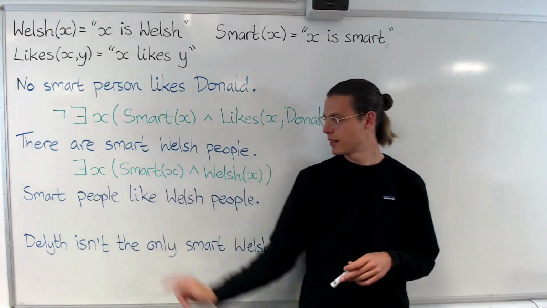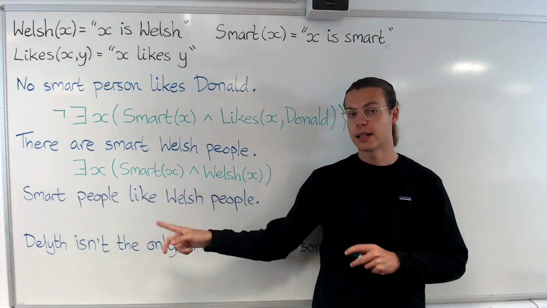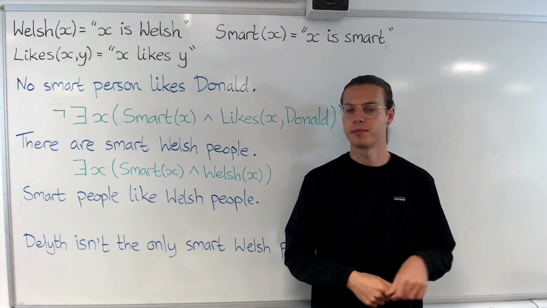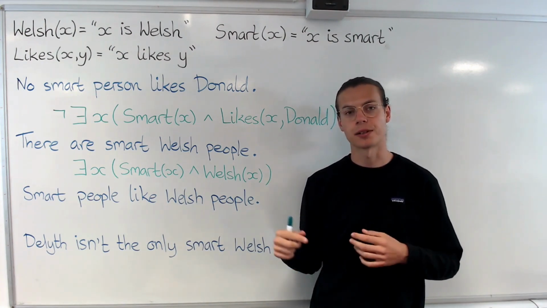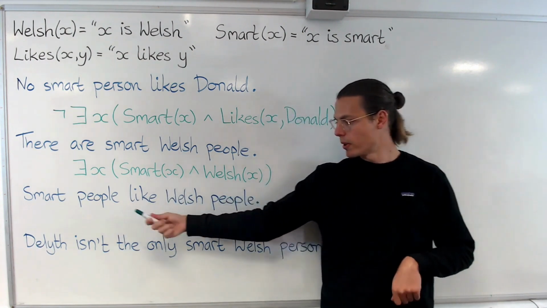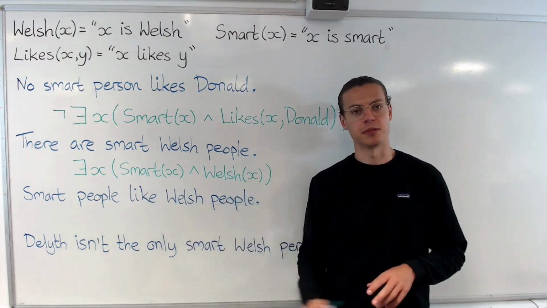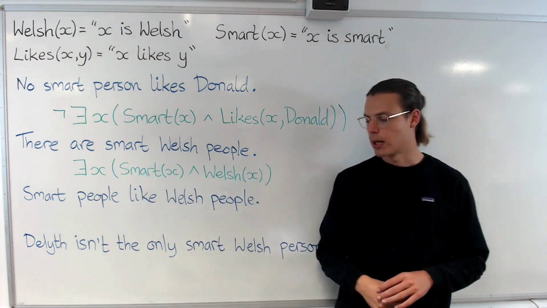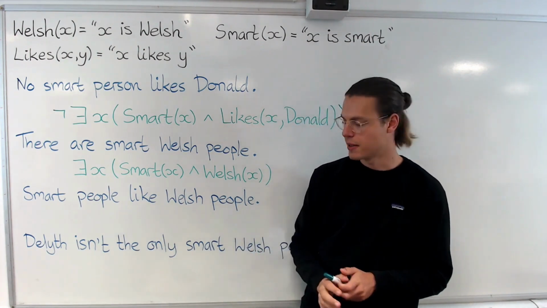There exists an X such that X is smart and X is Welsh. There are smart Welsh people. Next, smart people like Welsh people. Okay, let's think about how else we might say this.